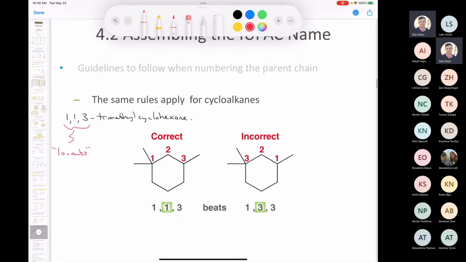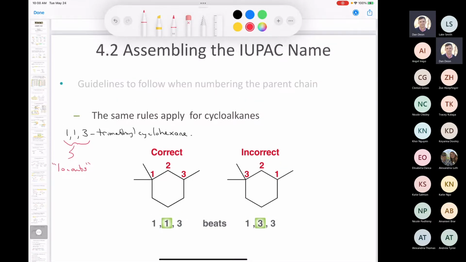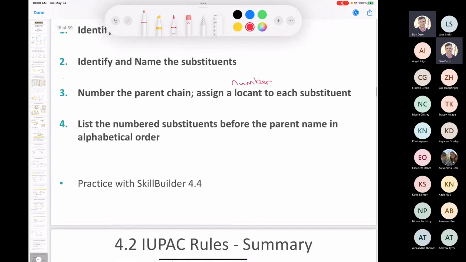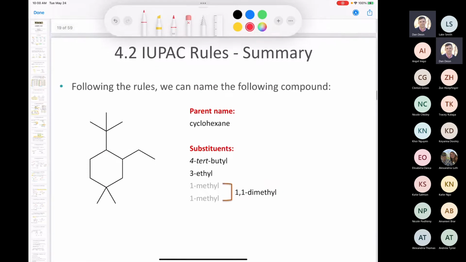Give me a thumbs up if you follow me on the rules. Are there any questions about the rules? You might have questions as you try practice problems, and that's totally normal. I wouldn't expect you to not have questions. However, how are you going to master nomenclature? The only way to master it is to practice it. Let's take a look at a problem here. Now we're going to try something a little juicier, a little more complex.